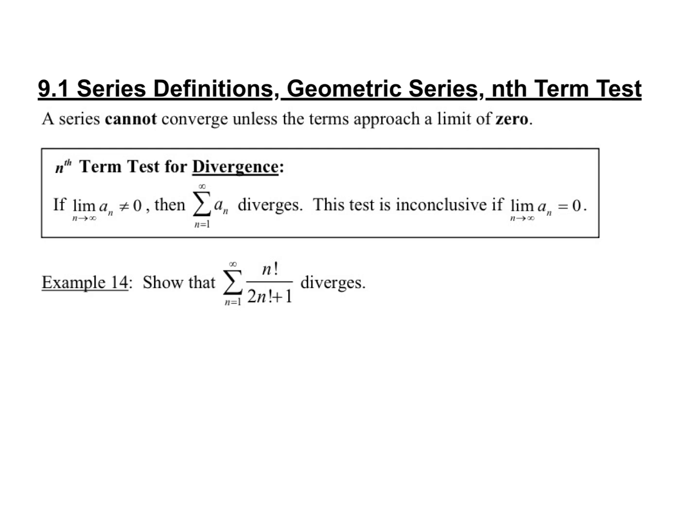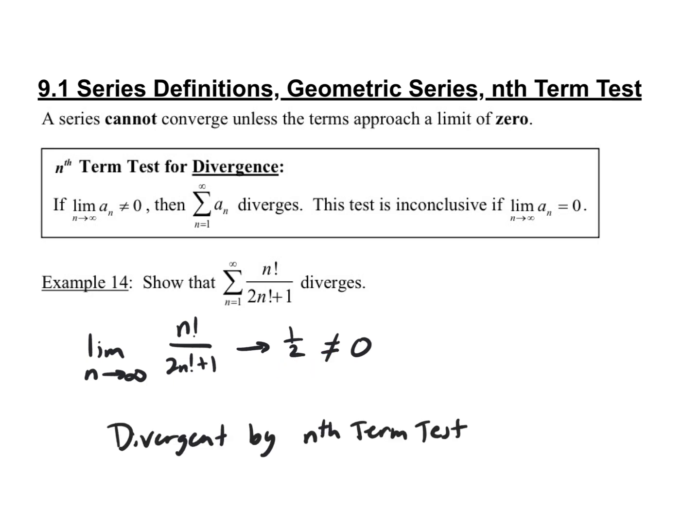So here's an example. Show that it diverges. In order to do that, I just have to show that the limit of this does not equal 0. So what we're talking about is the limit as n approaches infinity of the formula. The 1 is inconsequential. If I say this grows without bound and the n factorial on the bottom grows without bound, I still have this 2. So the limit of this is 1/2, which does not equal 0. Therefore, this is divergent by the nth term test.